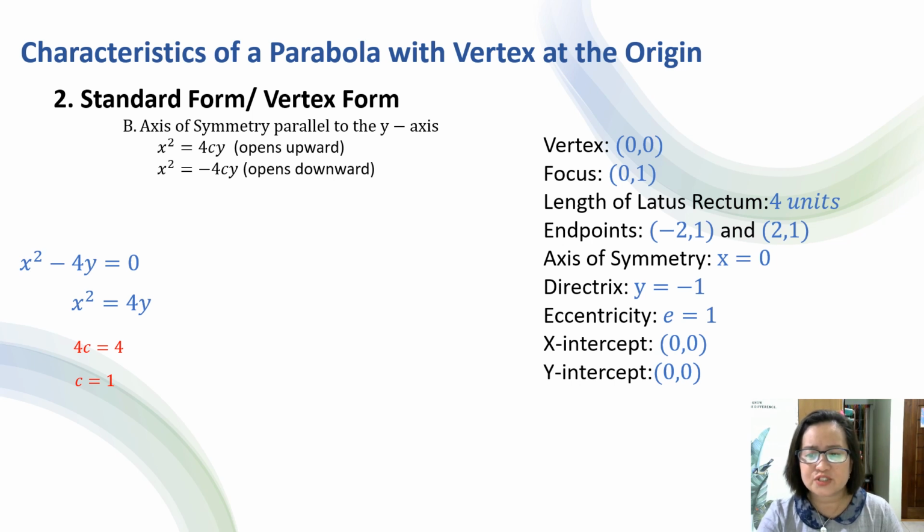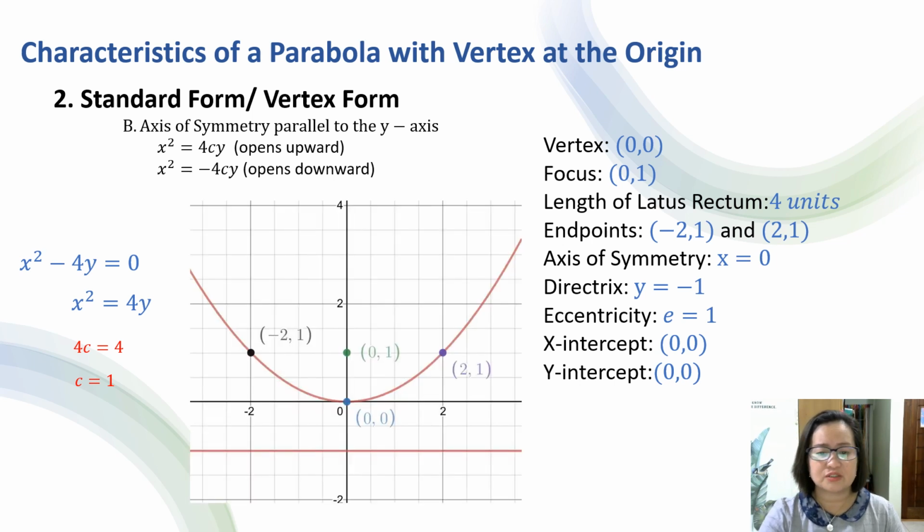For the length of the latus rectum, we just get the absolute value of 4c, which is the absolute value of 4. When simplified, this will give us 4 units. To get the coordinates of the endpoints, we divide 4 by 2. That will be the number of units to be added or subtracted to the abscissa of the focus. So we will have endpoints of the latus rectum at (-2, 1) and (2, 1).